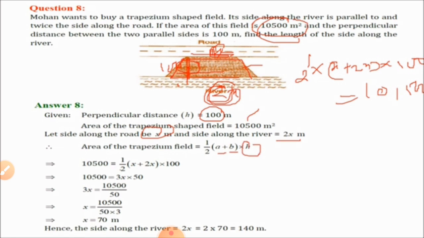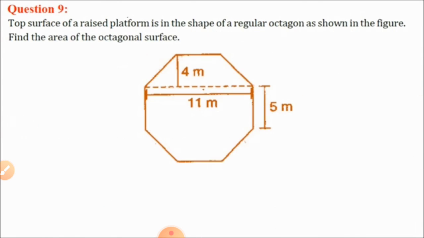Just see the formula and the simplification. Yes, my dear student, 3x multiplied by 50. The 50 will go to the left side as a divide, and then 3x is also in divide. The final answer is this one, 2x means 50, then 100.